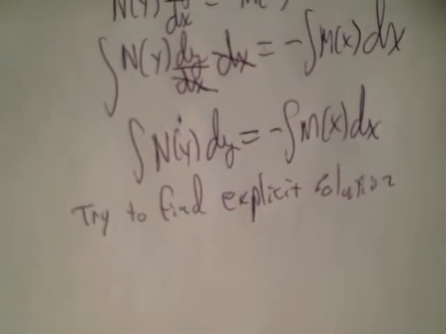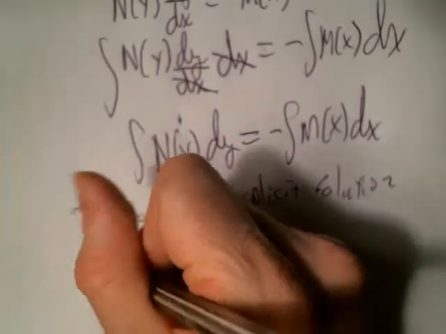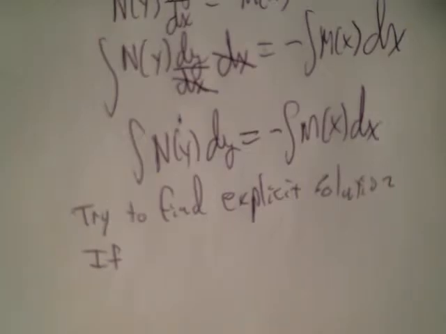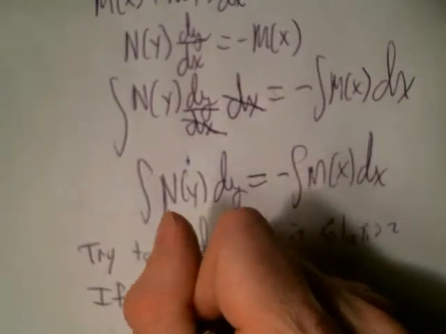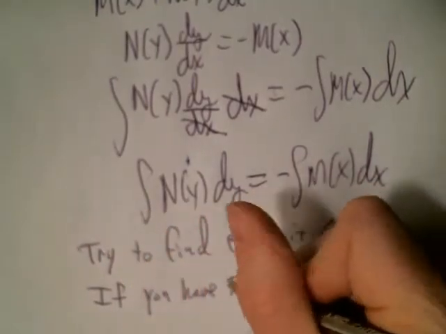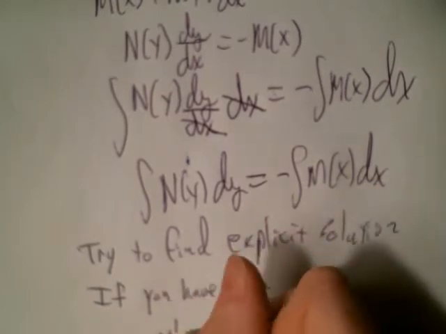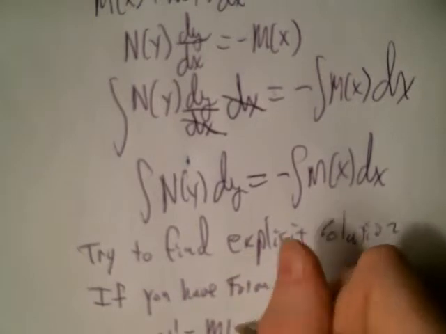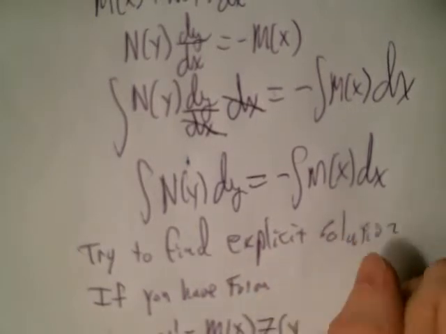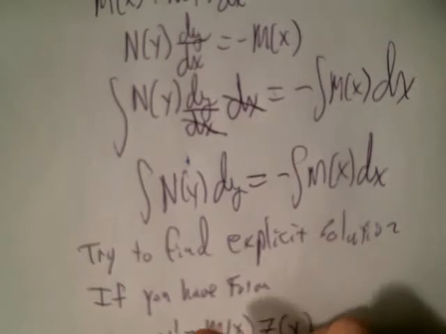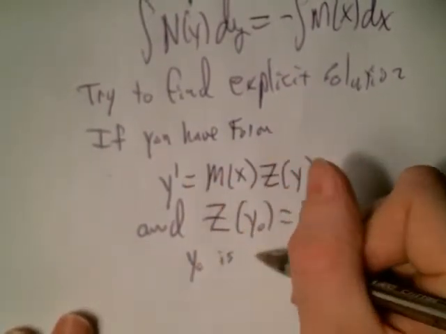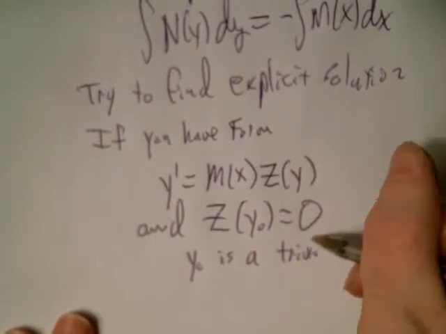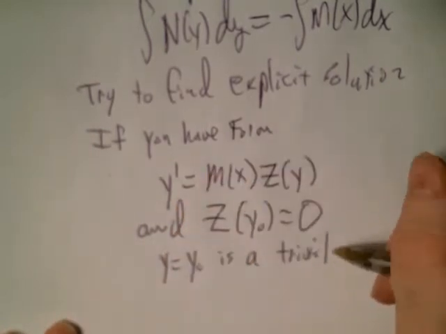And then on top of that, if you put it into a form where you have a y on this side, so if you have a form of something like y prime equals m of x times z of y, and z of some particular y sub 0 equals 0, that's going to end up being your trivial solution. Y sub 0 is a trivial solution. Y equaling y sub 0 is a trivial solution.